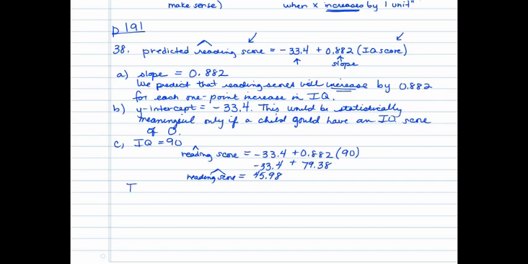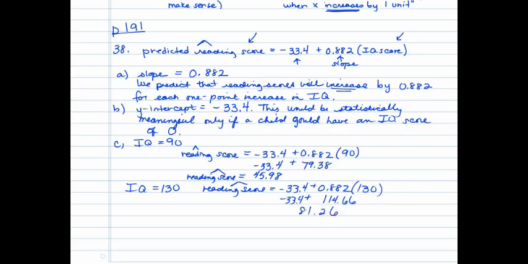And let's say if your IQ score was 130, the predicted reading score, 130 times 0.882, 114.66, so 81.26 is the predicted reading score.